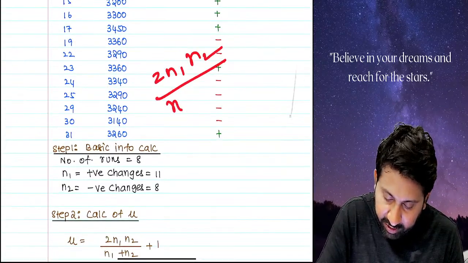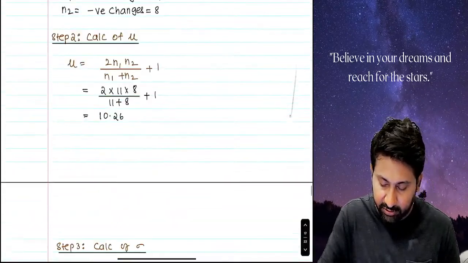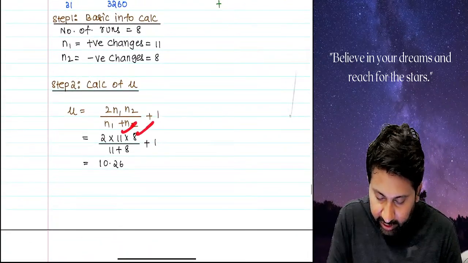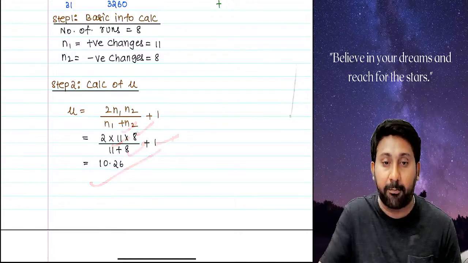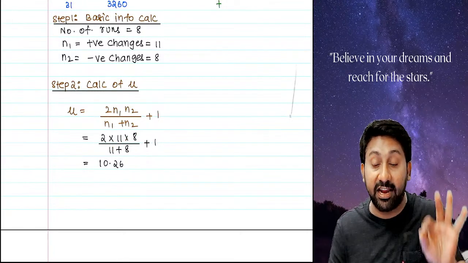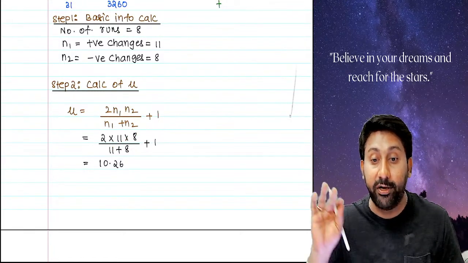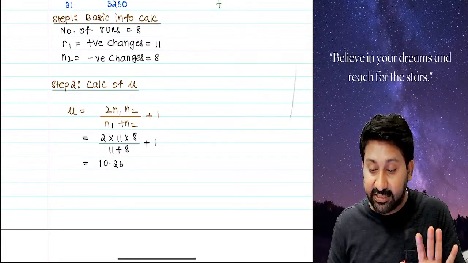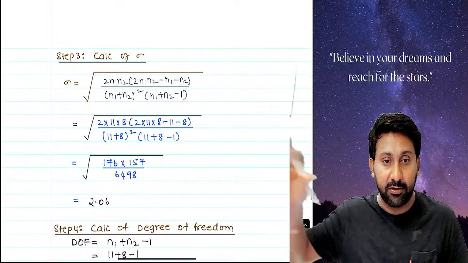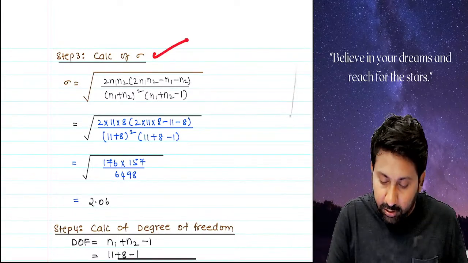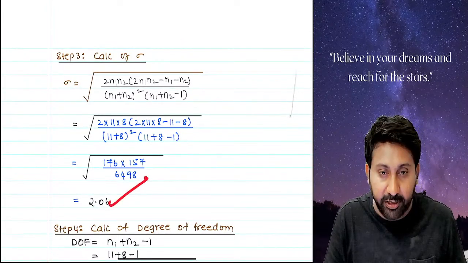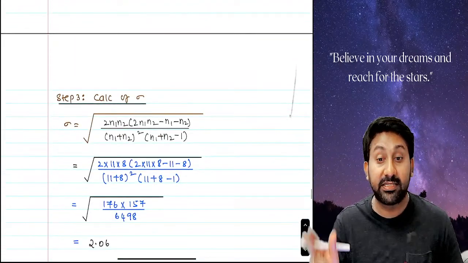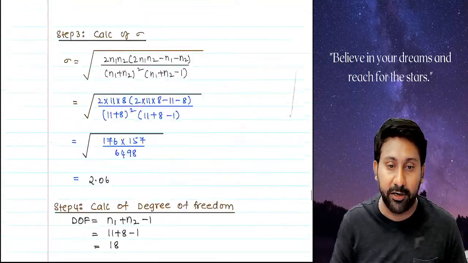What is the mu calculation? 2 n1 n2 divided by n1 plus n2, plus 1. So 2 times n1 11, n2 8, divided by 11 plus 8, plus 1. How much? 10.26. What is 10.26? Average runs. Next, step 3, standard deviation. The formula we applied gave 2.06. This means the 10.26 can move up or down by 2.06.